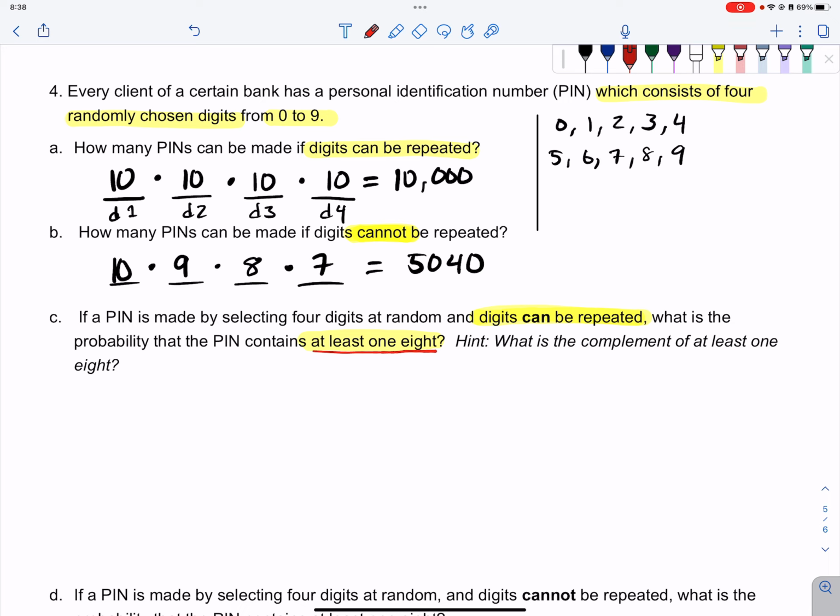What makes this a lot easier is to think about our complement rule. Because if our PIN number has at least 1 8 in it, the opposite of that is it has no 8s. Because you're either greater than or equal to 1 for the number of 8s in the PIN number, or there's none, there's 0 of them. So we are going to figure out the number of pins with no 8s.